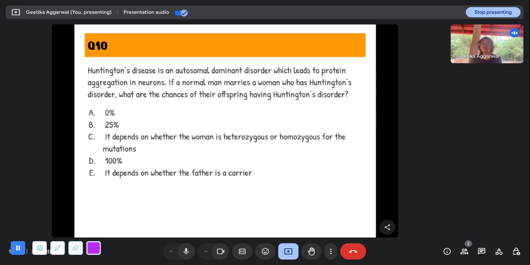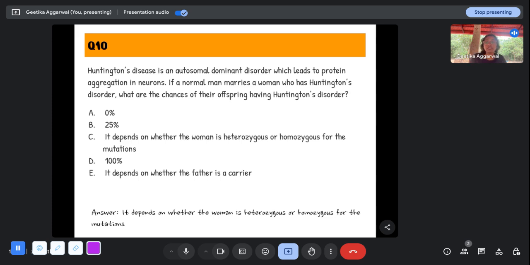So your time starts now. So the correct answer to this question is that it depends on whether the woman is heterozygous or homozygous. So from the information that's given, we can't really make out what are the chances of the offspring having Huntington's disorder because it does not tell us.